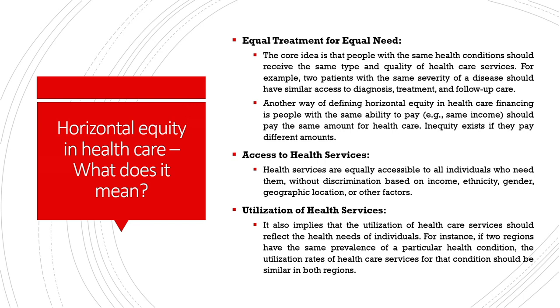The core idea is that people with the same health conditions should receive the same type and quality of healthcare services. For example, two patients with the same severity of a disease should have similar access to diagnosis, treatment and follow-up care. And when we look at horizontal equity, we are mostly looking at the question of utilization of healthcare services. We can also estimate vertical equity or inequity and horizontal equity or inequity in the context of education. And we have some work in the context of horizontal education inequalities as well.